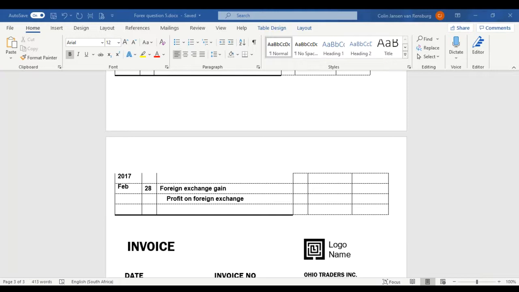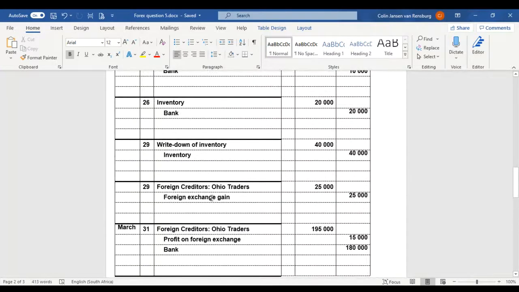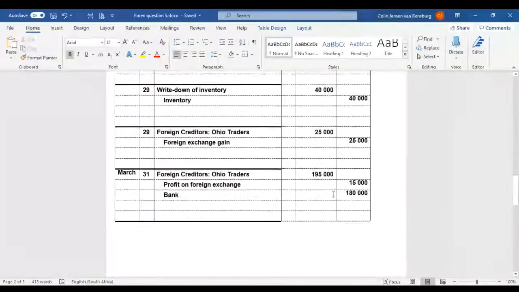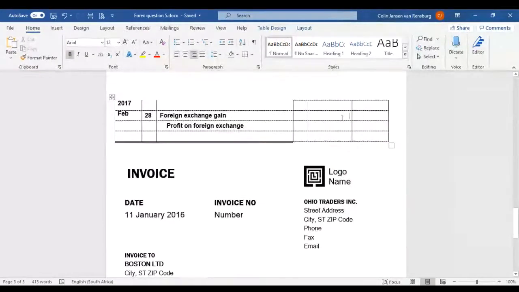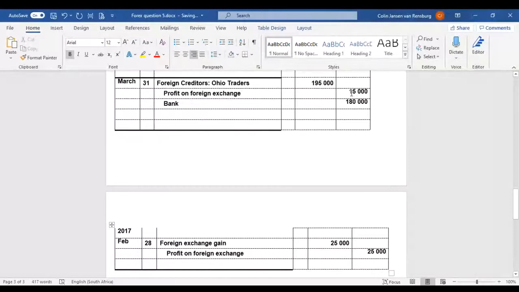What is the amount that we have to reclassify? Well, what was the gain that we recognized at the end of the year? 25,000. That we now reclassify to profit or loss. So that 25,000 we are going to reclassify. So it means our total profit on foreign exchange will be 15,000 plus 25,000.